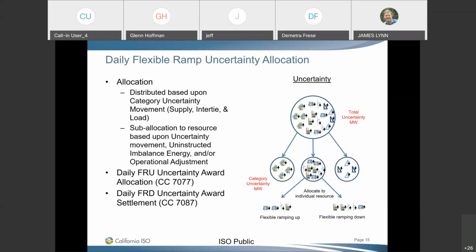Now, the only other time that we have this need for this neutrality or this backup is if all the categories show that they're all going in one direction. They're all for flexible ramp up, but I still had to buy flexible ramp down. So therefore, we are going to allocate that to measure demand.